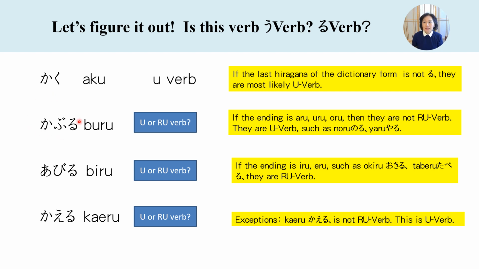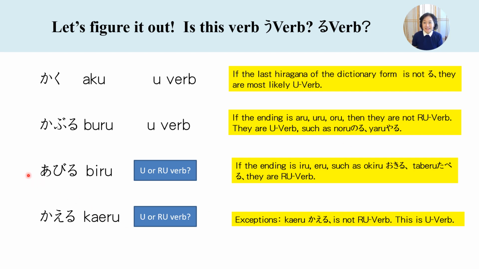How about かぶる? かぶる means to put on something on your head. So, what do you think? This is ending with Ru, but it is a U verb because the ending is uru. If the ending is either ある, うる, おる, then they are U verbs.